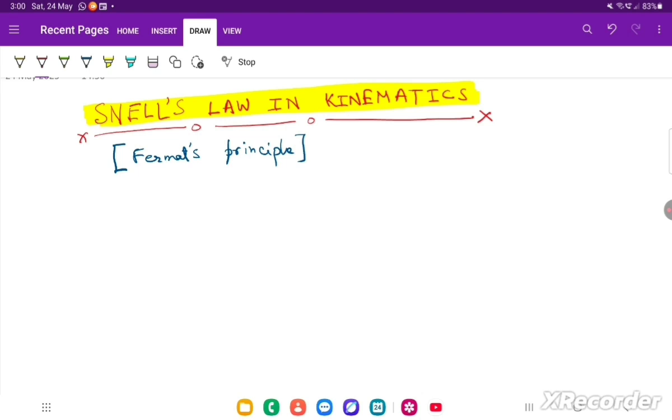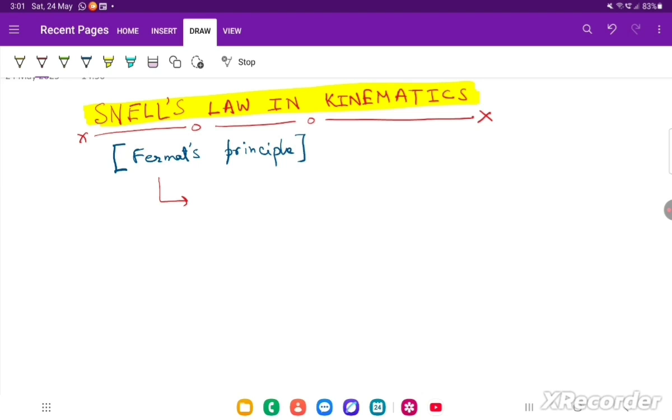So let's start. First let me brief you on Fermat's principle. What does Fermat's principle state? It states that light always takes the path in which it will be traveling in the shortest time, right? Meaning whenever there is some interface between two mediums, light will bend and it can follow any path. Which path it will take will be decided by the path which takes the least time to reach. So that is what Fermat's principle states.